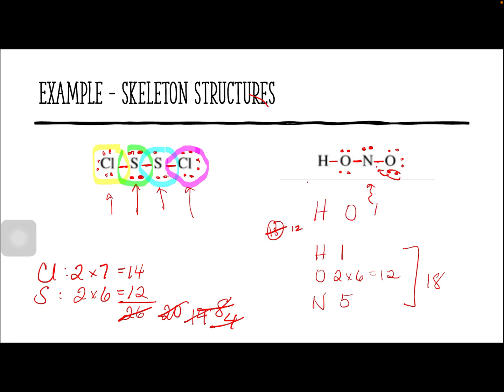So instead, we have this situation. Okay, so we didn't add any more electrons. We just moved them around to make the nitrogen have a completed octet.